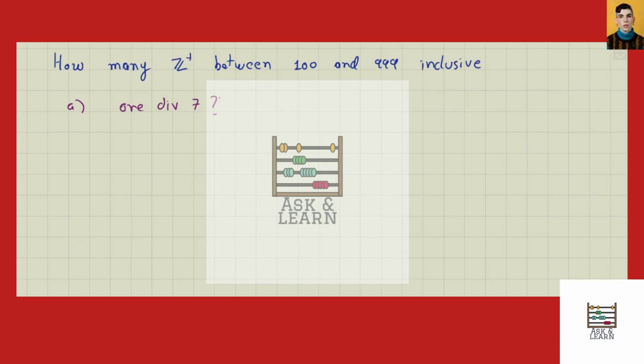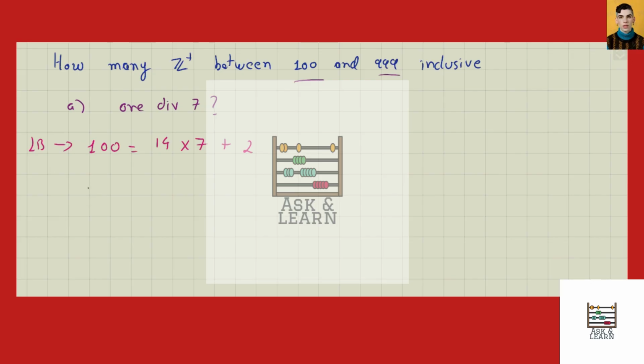Okay, so for this exercise, we need to determine how many positive integers are between 100 and 999. Okay, so how many of those integers are divisible by 7? A way to do this is first notice that this 100 here is equal to 14 times 7 plus 2. Okay, and this defines a lower bound.